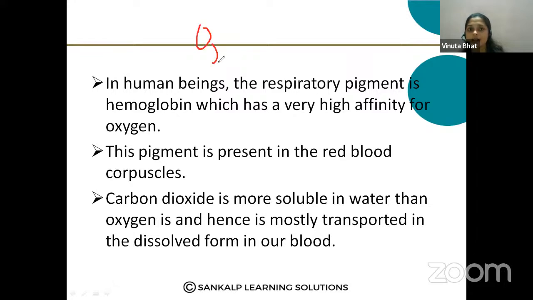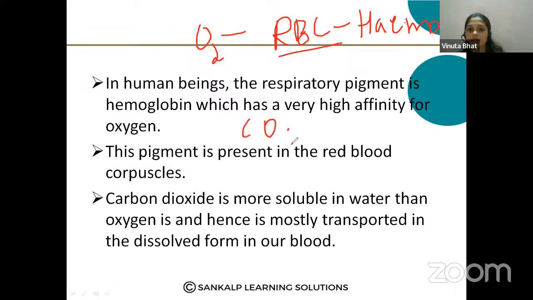Oxygen is carried by the RBC, which contains the pigment hemoglobin, and which is present in the RBC. Okay, red blood cells carry oxygen, while carbon dioxide is carried by the plasma.